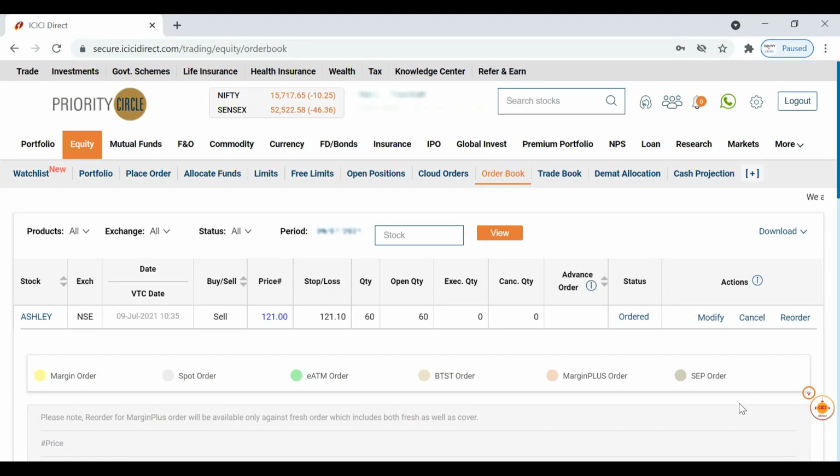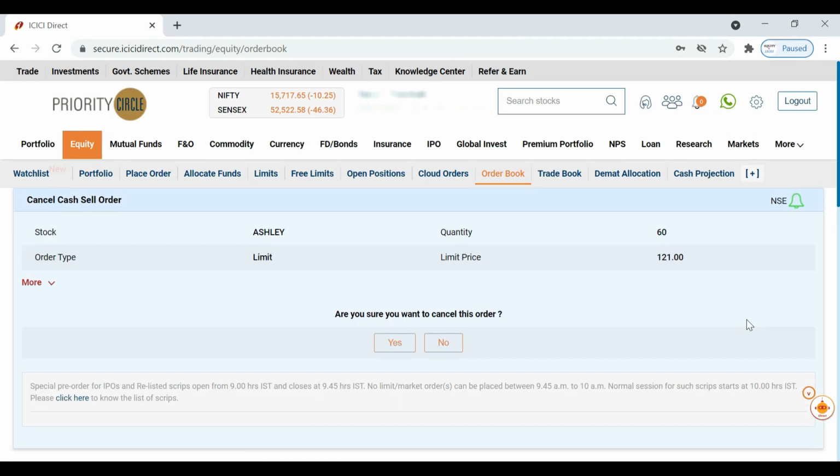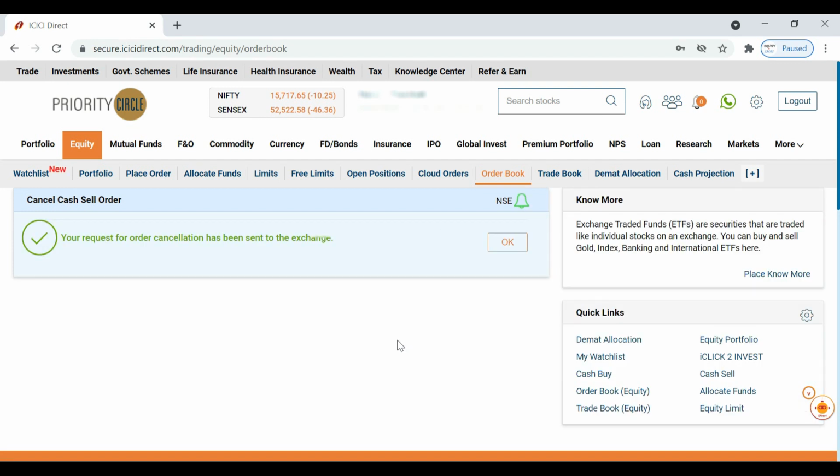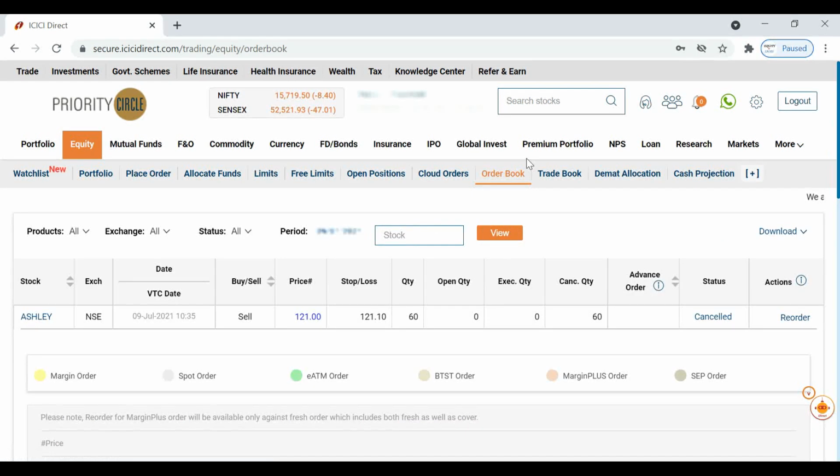If you want to cancel this order, you can go with the cancel option. It asks, are you sure you want to cancel this order? You have to give yes. Then the order will be cancelled. You can see in our order book that it is cancelled. So this order is cancelled, and there is no stop loss available now.